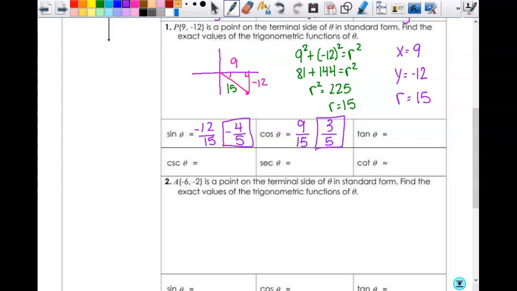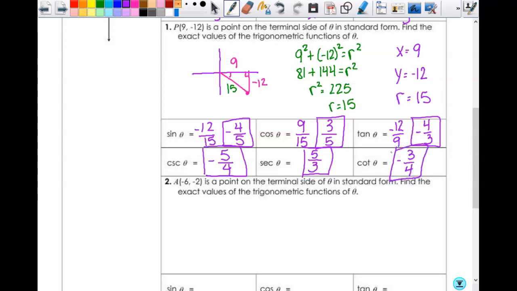Tangent, y over x, negative 12 over 9, negative 4/3. Cosecant would be what? Negative 5, r over y, yes, negative 5/4. Then secant would be 5/3. And cotangent would be negative 3/4.